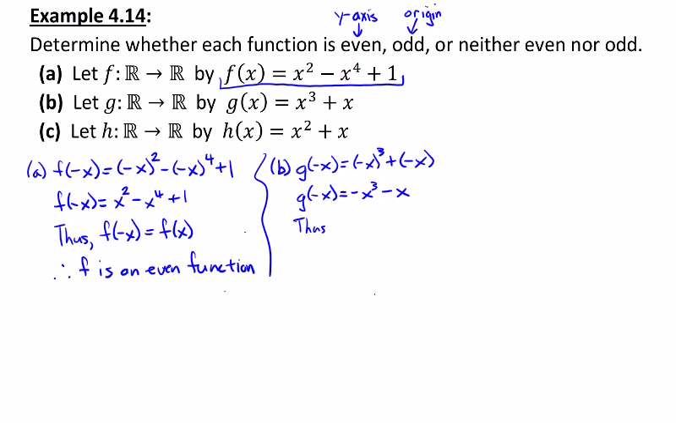Thus, g of negative x is equal to the opposite of g of x. And we say the opposite of g of x by saying negative g of x, or negative 1 times g of x. So therefore, g is an odd function.